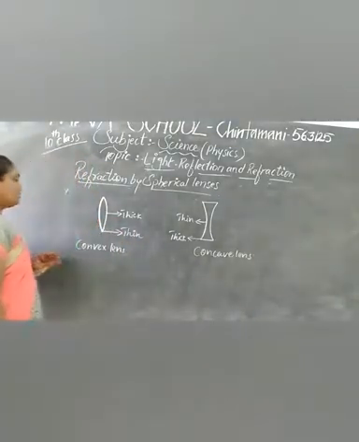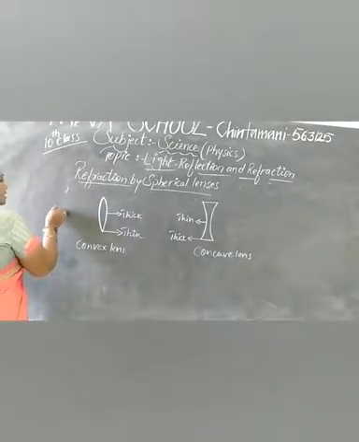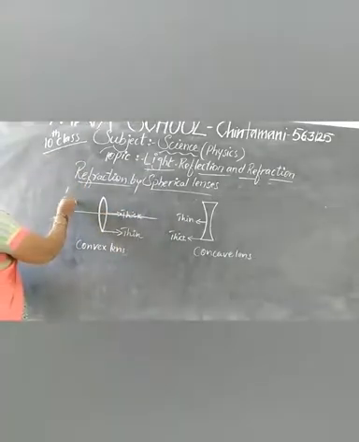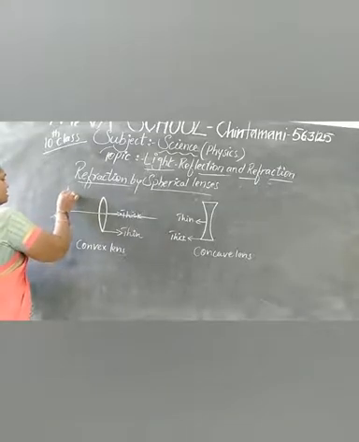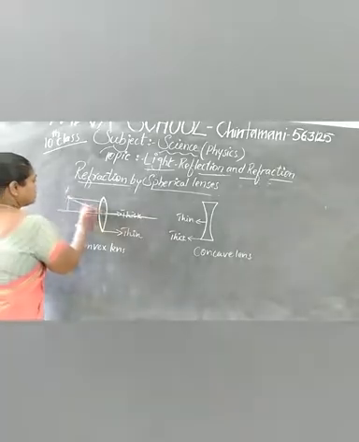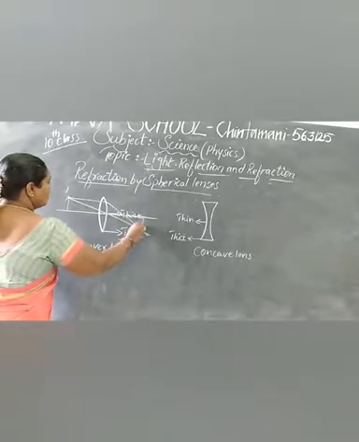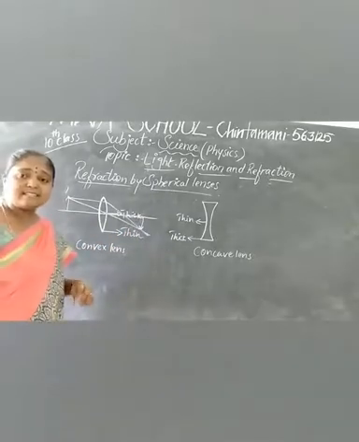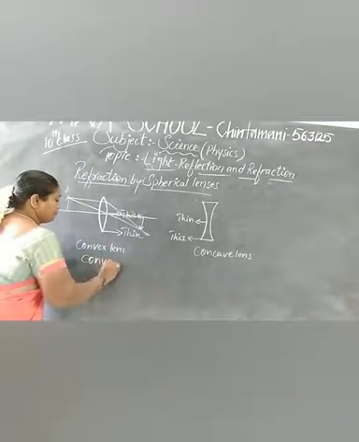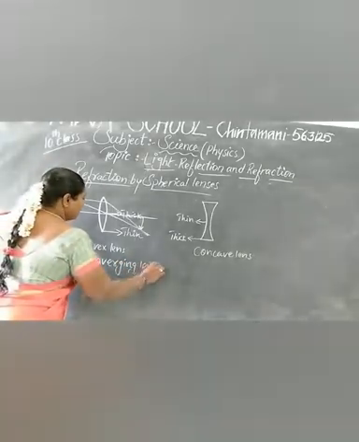Is it? Yes. So, when we draw a line through the principal axis, and the light rays pass through it, what is going to happen? It is going to meet at a point. So, here it is going to meet. This convex lens is also called the converging lens. What is that? Converging lens.